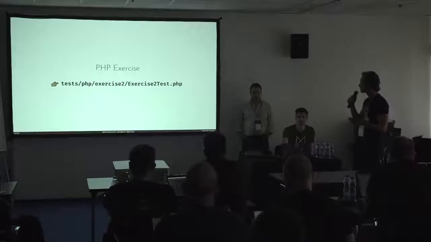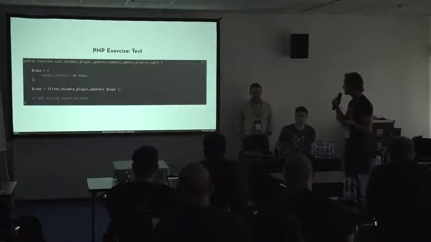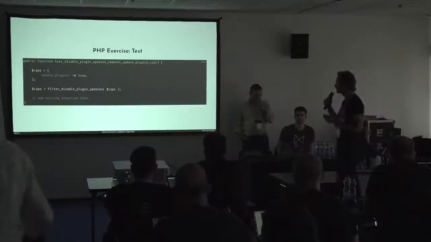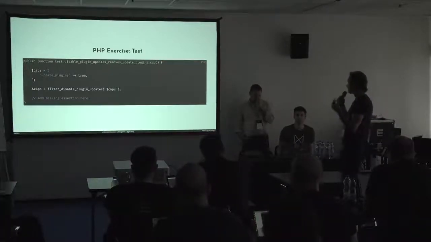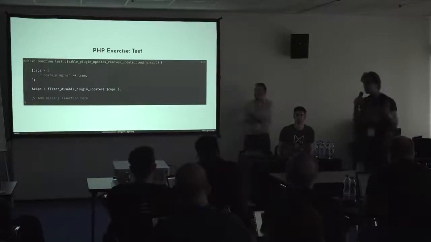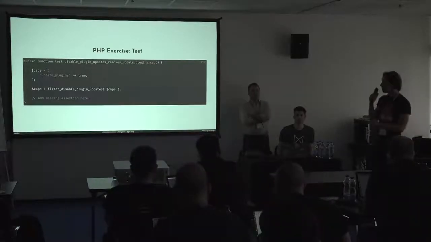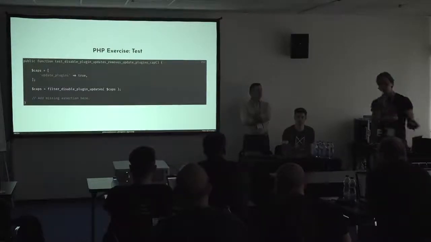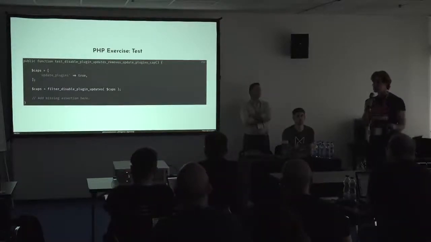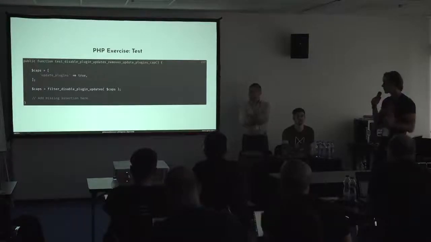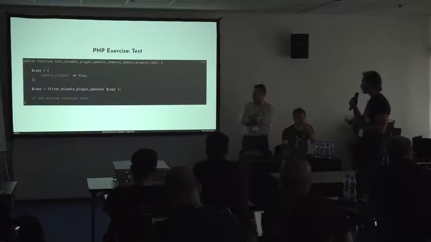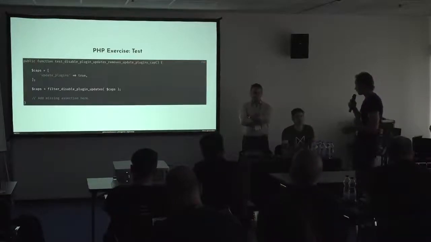And we're just going to walk through the first example. Here, we want to make sure that our plugin removes the capability of updating plugins from a user. And we're missing an assertion here. So what are we expecting here?